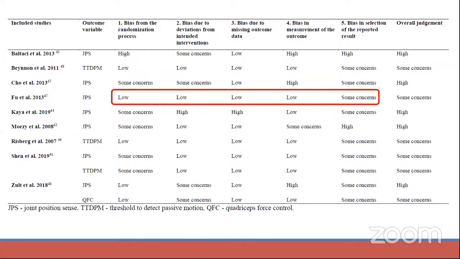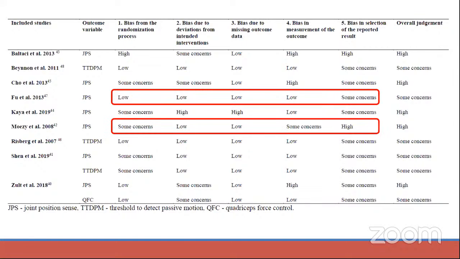So in this article by Fu et al., you can see that bias was found in selective reporting of the reported results. So it's got some concerns in one of the domains. Still, don't forget that even if one domain scores some concerns, then overall judgment will be some concerns. And even if the same for high risk of bias, even if one domain scores high risk of bias, then you should consider the article to be of high risk of bias.